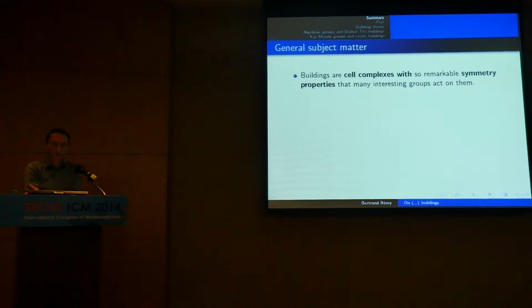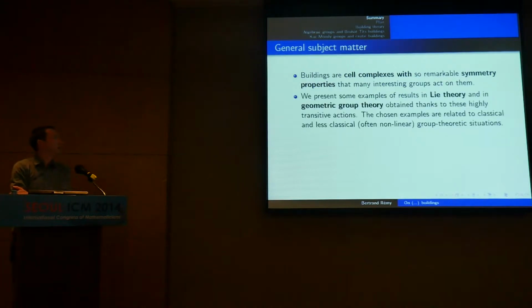Let me first give a rough summary of the content of this talk. Buildings will be the main object of study. They are cell complexes which have lots of symmetries, so that many groups have interesting, highly transitive actions on them. And to relate this notion with what I've just said, I would like you to have in mind the fact that there are two extreme situations in some sense.